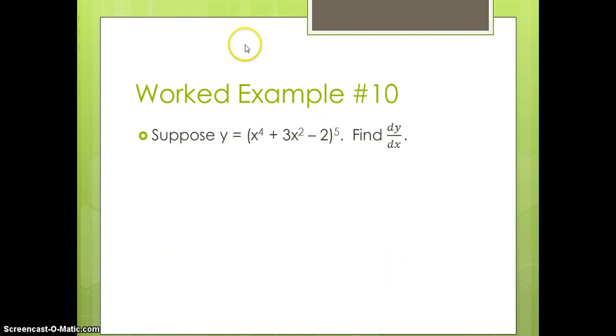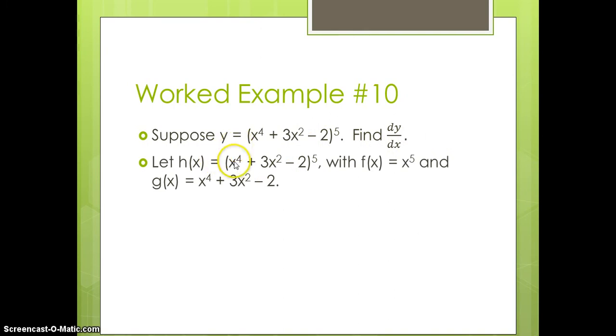Let's try another. Suppose y is equal to (x to the fourth plus 3x squared minus 2) to the fifth. Find dy/dx. Well, our outside function can be figured out if we rewrite h of x as (x to the fourth plus 3x squared minus 2) to the fifth. Our outside function is something to the fifth. We'll call that f of x. And our inside function is g of x equal to x to the fourth plus 3x squared minus 2. Outside function, something to the fifth. Inside function, x to the fourth plus 3x squared minus 2.